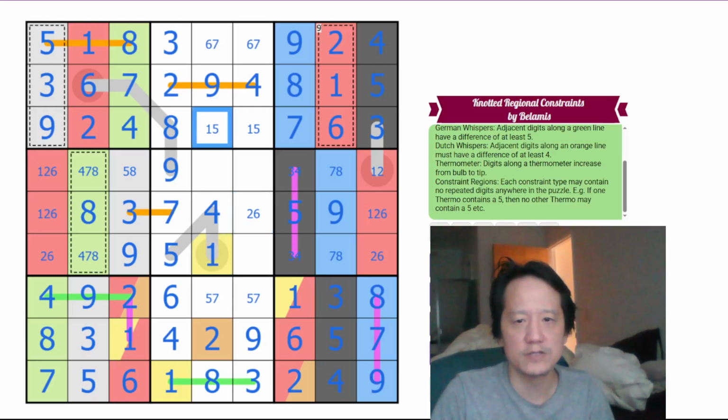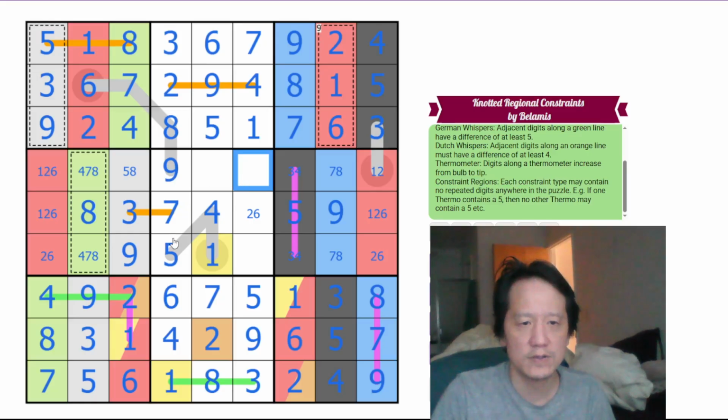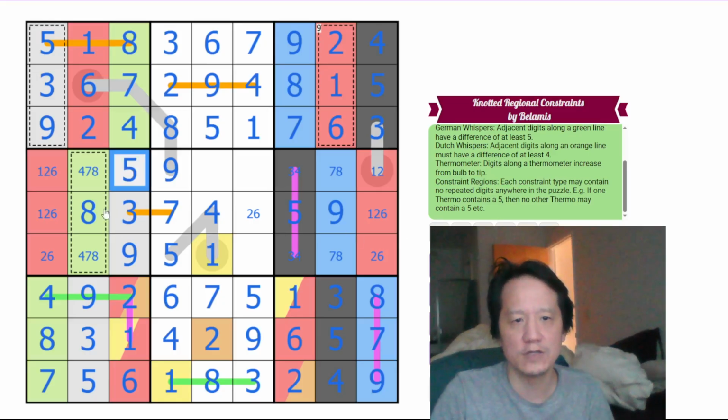This 1 eliminates 1 here, so this is 5, which makes that 1. 5 eliminates 5 here, so it's 7, which makes that 5. 7 eliminates 7 here, so it's 6, which makes that 7. This is 8, which means this can't be 8. This is 5. These can't be 8.